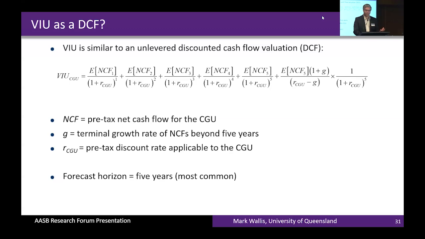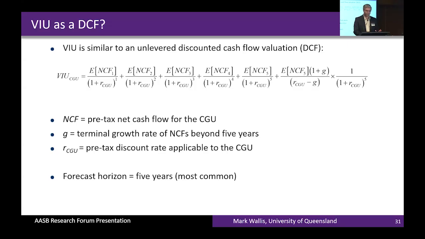They'll have to then capture the value of cash flows beyond the steady state using a terminal growth rate, which is G in that equation. And then they'll have to discount everything back to present value using a discount rate. And the standard calls for using pre-tax discount rates.